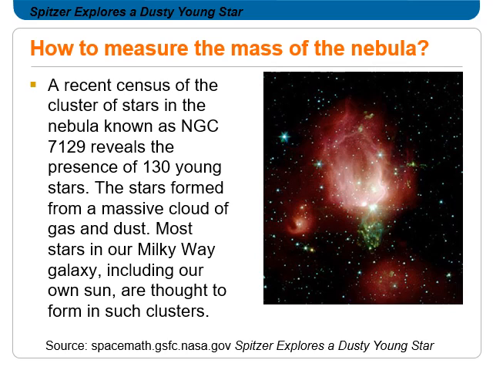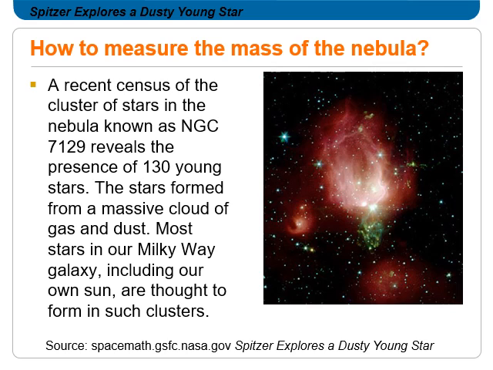A recent census of the cluster reveals the presence of 130 young stars. The stars formed from a massive cloud of dust and gas. Most stars in our Milky Way galaxy, including our own sun, are thought to form in such clusters. Most of the infrared light comes from a deeply embedded protostar called FIRS 2, which produces 430 times the total power of the sun, with a temperature of about 35 Kelvin.